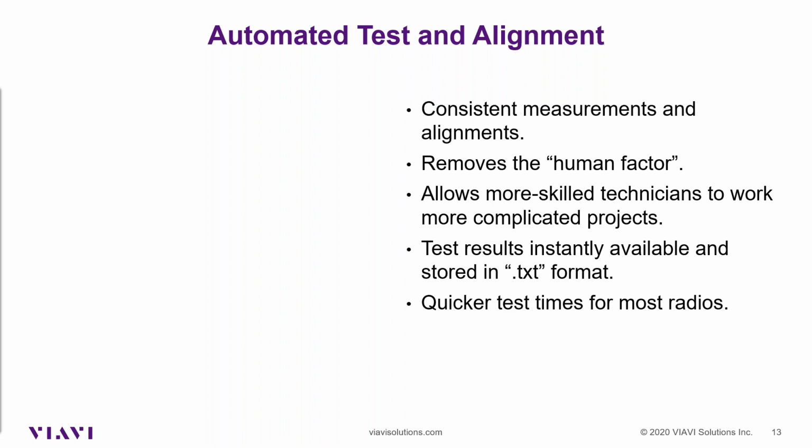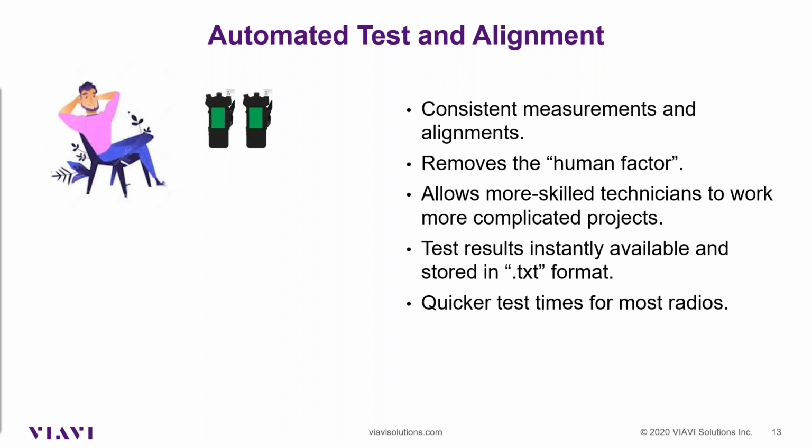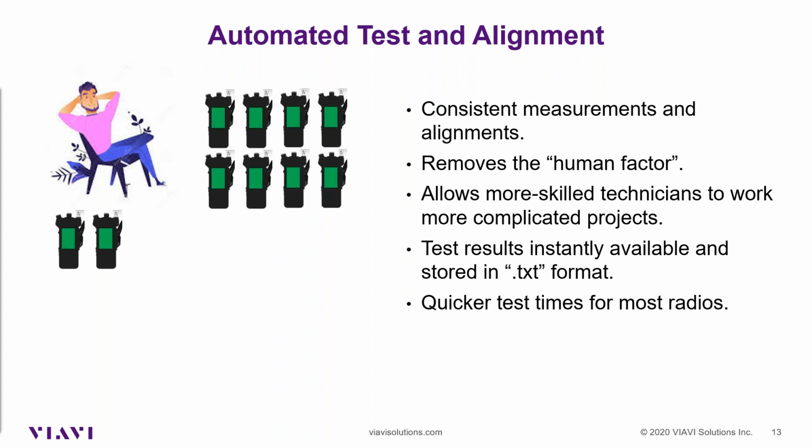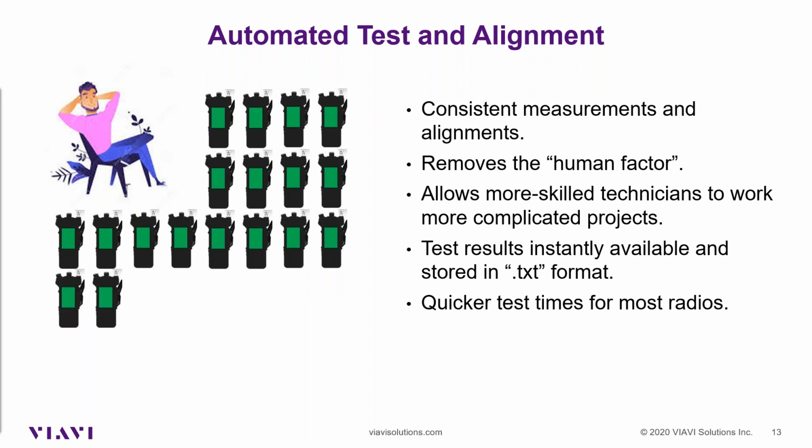Most of the time, when we're testing radios in an automated fashion, like for example, using Autotest on an 8800SX or 3920B, the test times are going to be quicker. The alignment times are going to be quicker. So what that means is that our technician is now going to be free to kick back and relax as he gets more radios out. So he's going to work more efficiently.